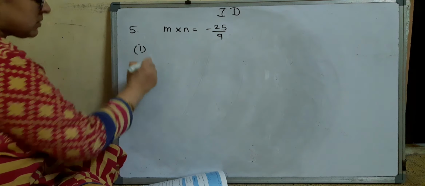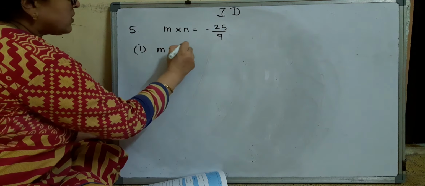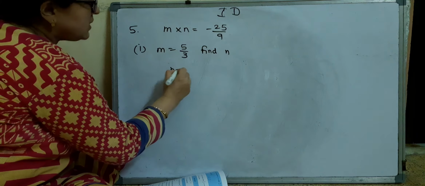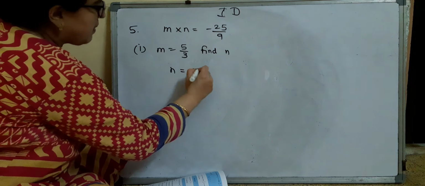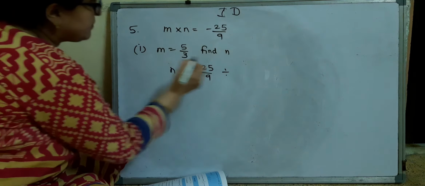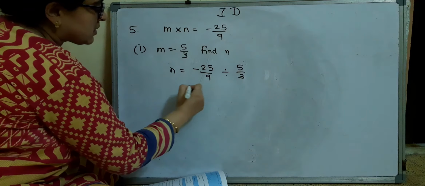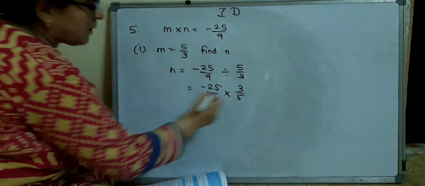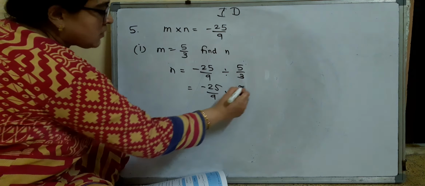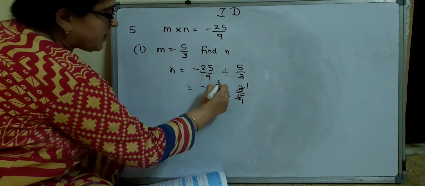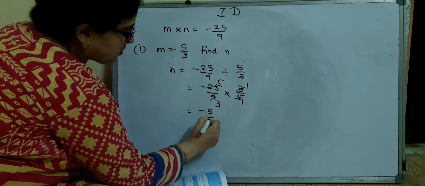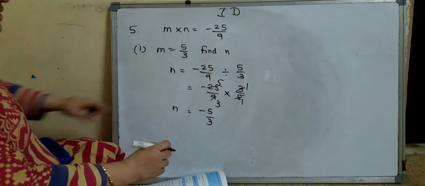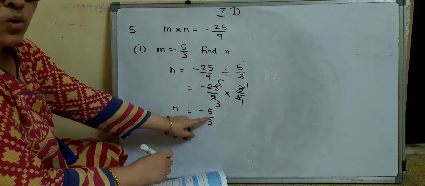The first sub-question: M is equal to 5 upon 3. Then find N. So N is equal to: first of all write the product, minus 25 upon 9, divide sign, then write M, 5 upon 3. 25 upon 9 multiplication, 5 upon 3 reciprocal, 3 upon 5. Now 3 ones are 3, 3 threes are 9, 5 ones are 5, 5 fives are 25. The answer is minus 5 upon 3. N is equal to minus 5 upon 3. Whenever there is a negative sign, like minus 5 upon 3, don't convert it into a mixed fraction.